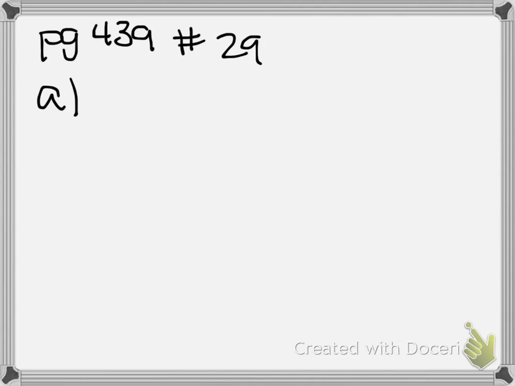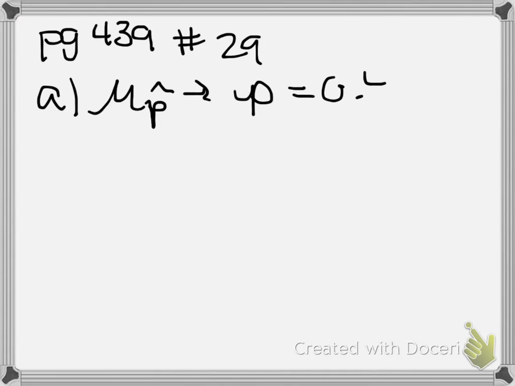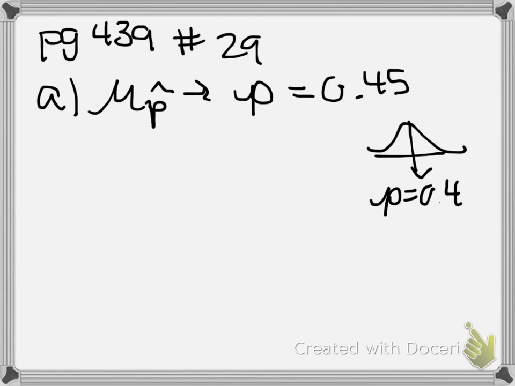Well, we know that the mean of our sampling distribution of p hat is equal to p, the population proportion. The population proportion is 0.45. So on your normal curve, down the center, you would put p is equal to 0.45.